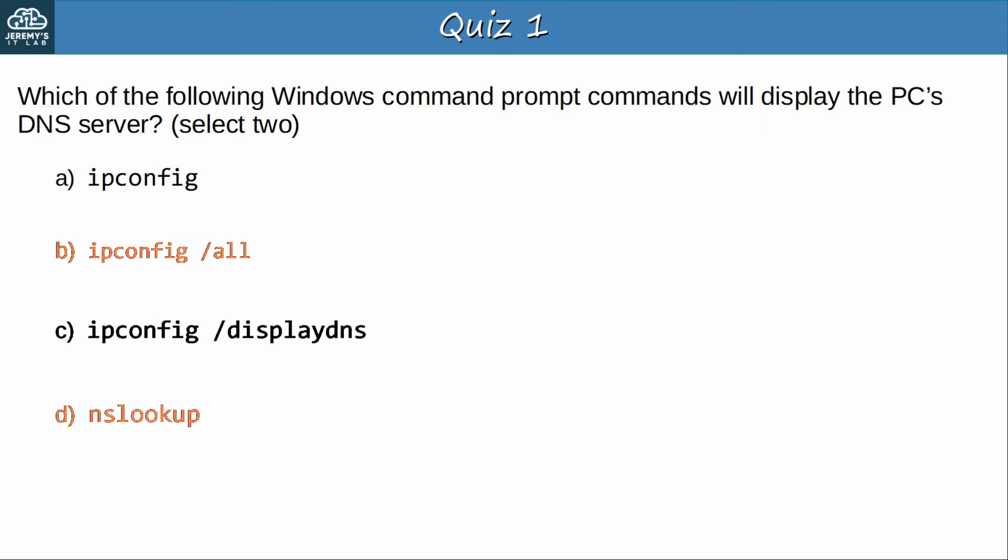The correct answers are B, ipconfig /all, and D, nslookup. Both of these commands will show the DNS server that is configured on the PC. A, ipconfig, displays things like the PC's IP address, subnet mask, and default gateway, but not details like the DNS server. C, ipconfig /displaydns, shows the PC's DNS cache, but not the DNS server address. Although the CCNA is focused on the Cisco CLI, of course, verifying parameters on client operating systems is now a CCNA exam topic, so I think it's a good idea to know some Windows commands. Okay, let's go to question 2.